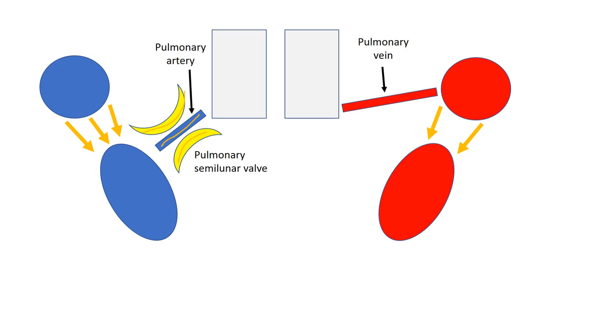Then, when blood moves out of the lungs, it goes to the left atrium through the pulmonary vein. Remember, veins go to the heart, and this blood is coming from the lungs to the heart, so it's the pulmonary vein. It is the only vein that carries oxygenated blood.